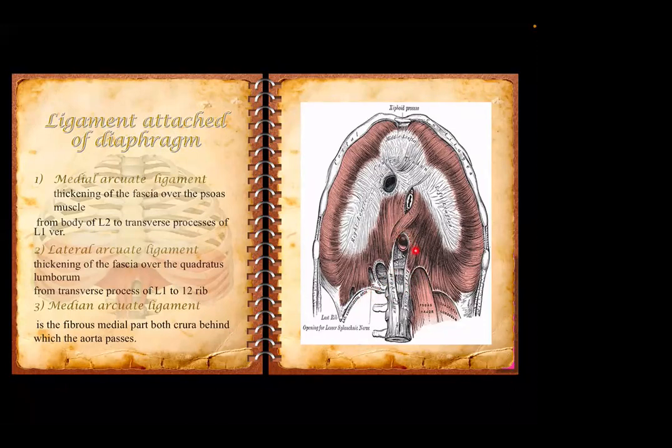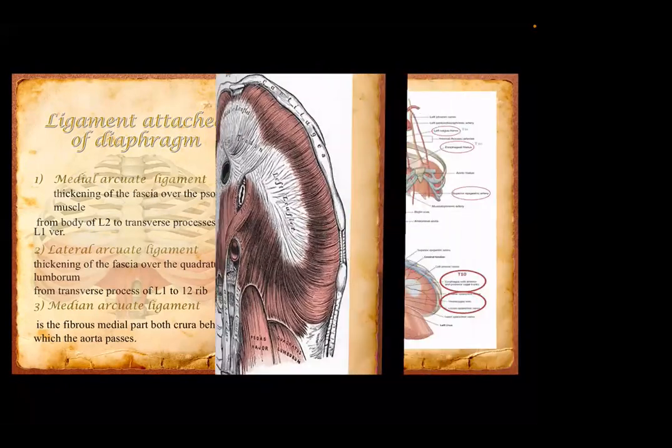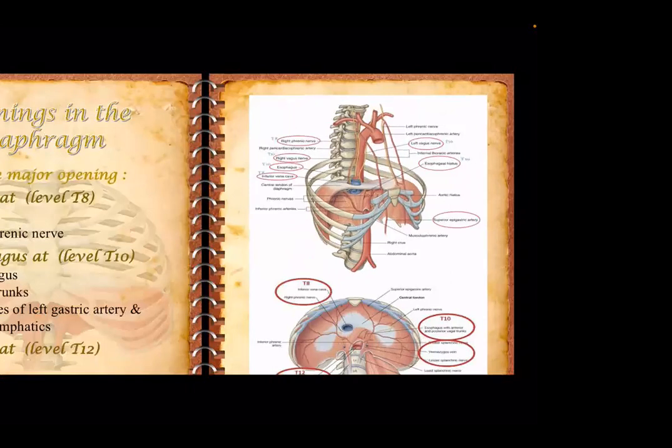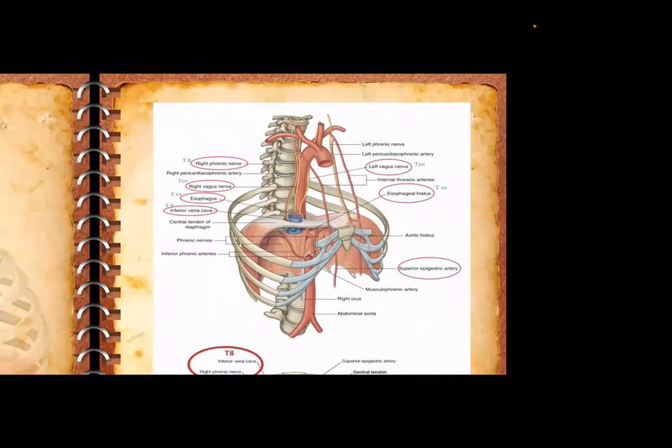Median arcuate ligament is the fibrous medial part of both crura, behind which the aorta passes. Openings in the diaphragm: there are 2 openings, major openings and minor openings. Caval opening at level T8 contains the inferior vena cava and right phrenic nerve.